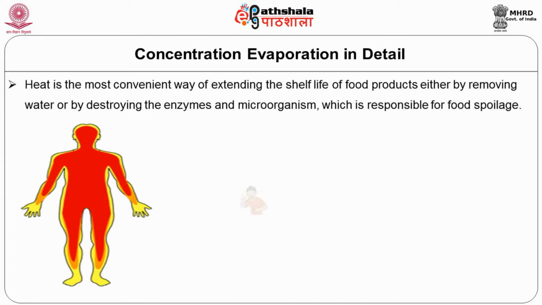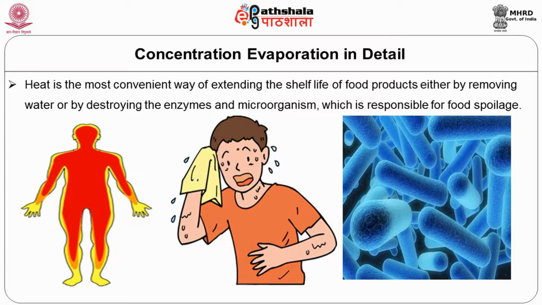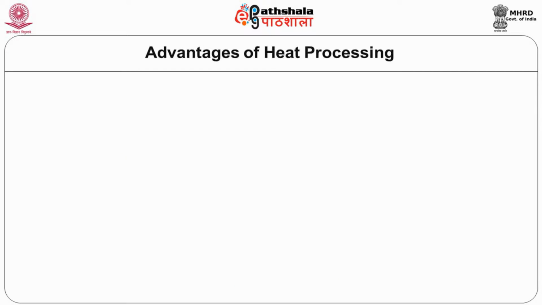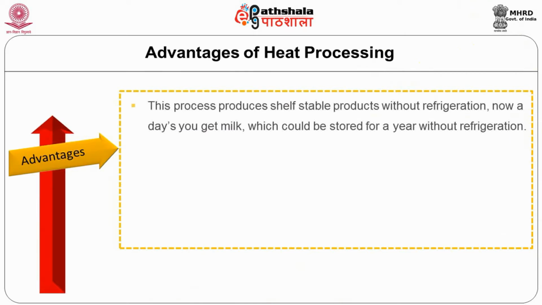It is the most convenient way of extending the shelf life of food products, either by removing water or by destroying the enzymes and microorganisms which are responsible for food spoilage. The main advantages of heat processing are: this process produces shelf-stable product without refrigeration. Nowadays, you get milk which could be stored for a year without refrigeration.